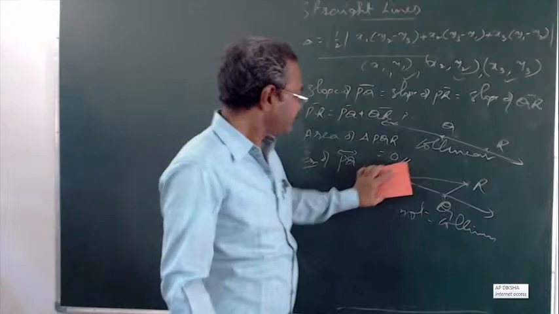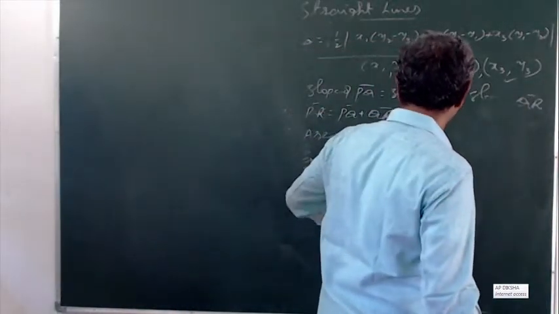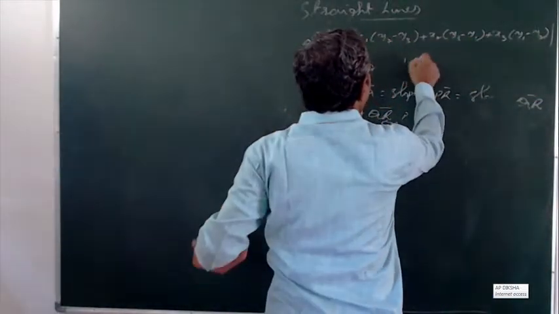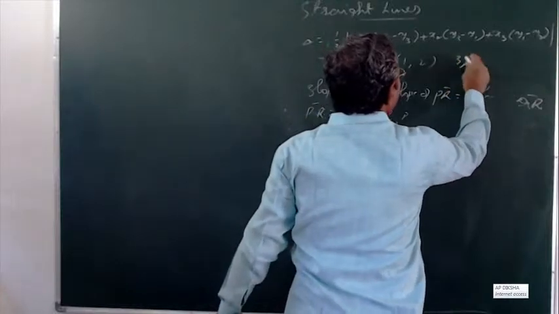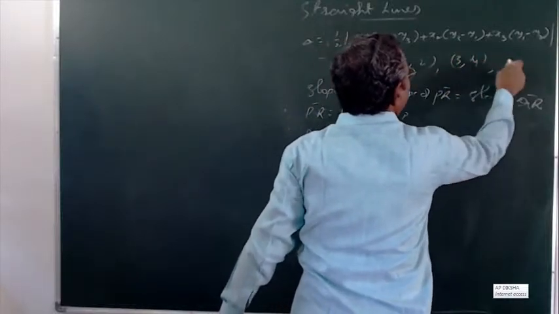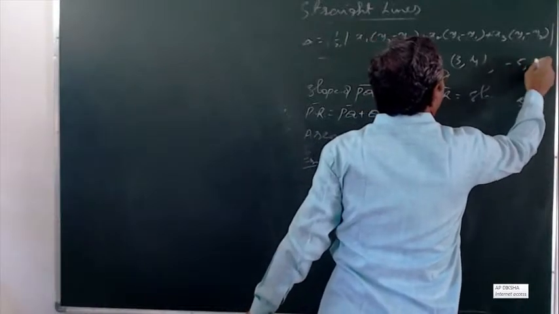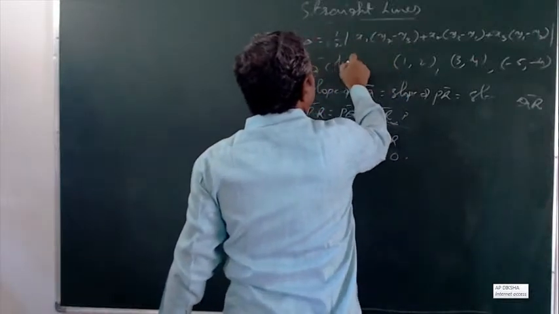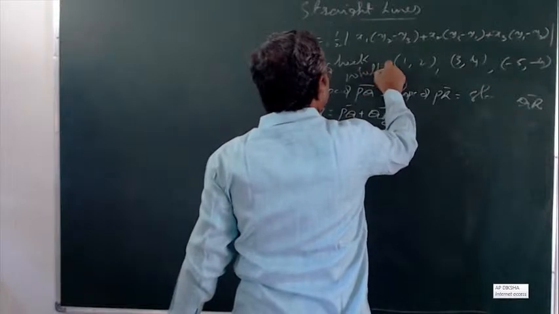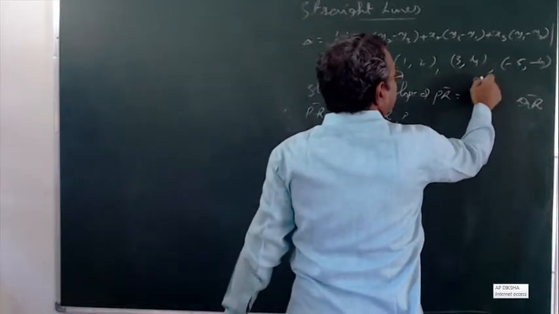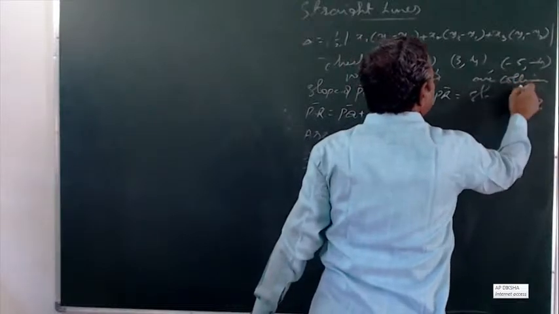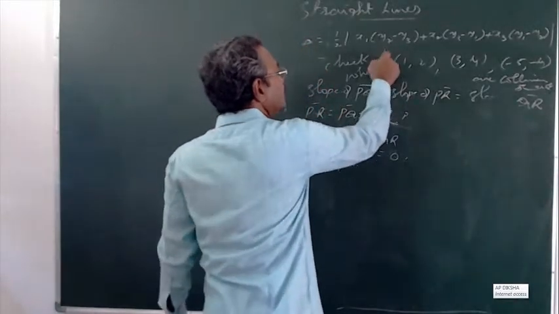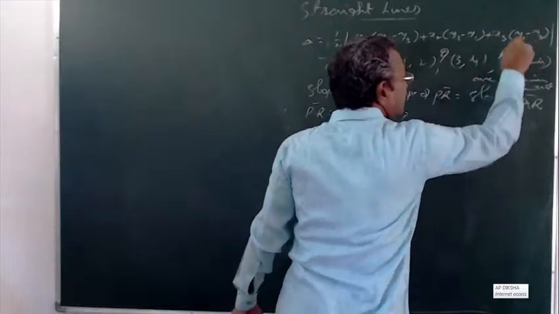Let's see one example. See whether the points 1 comma 2, 3 comma 4, minus 5 comma minus 4 are collinear. Check whether the points are collinear. This is a problem given to you. So you name the points. This is a point P, this is a point Q, and this is a point R.